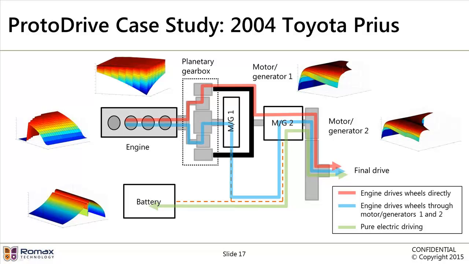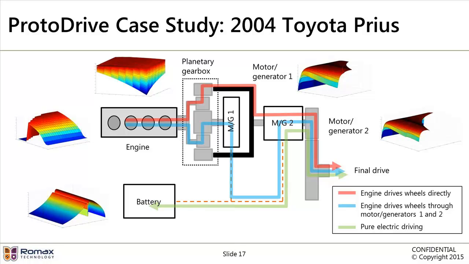MG1 operates mainly as a generator, but can also be used for engine starting, and MG2 enables the electric-only driving mode and can also provide electrical boost while the engine is running, as well as being used for regenerative braking.